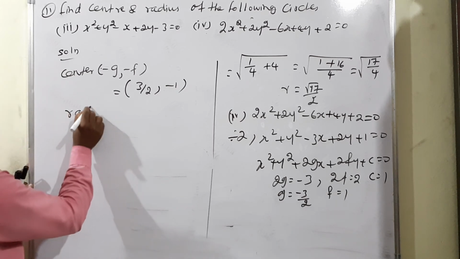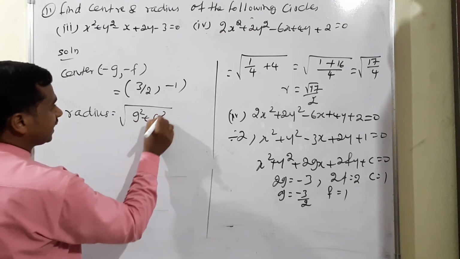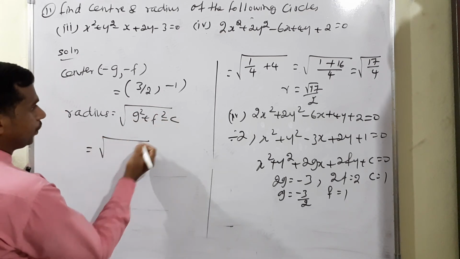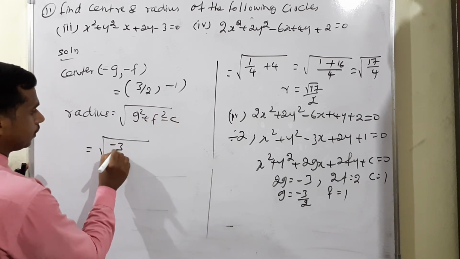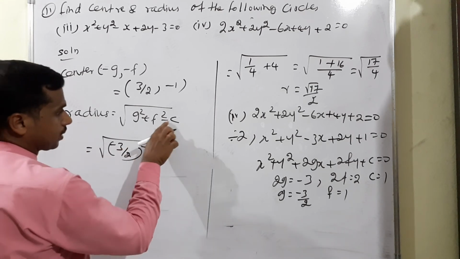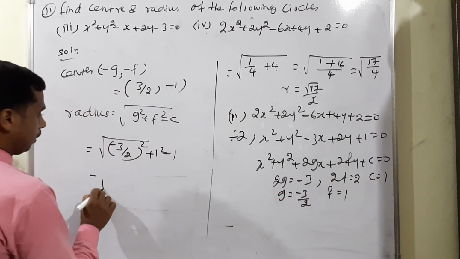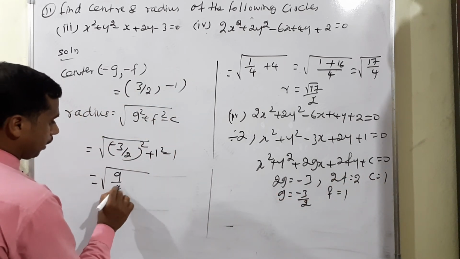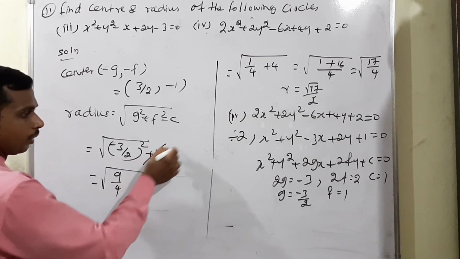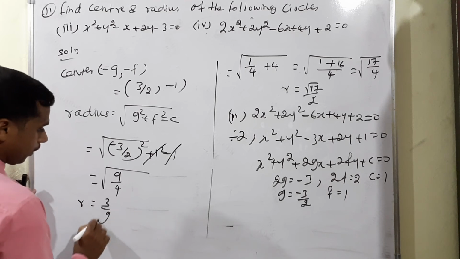Then the radius is the square root of g square plus f square minus c. Now we can apply: g square means minus 3 by 4 the whole square, then f square means 1 square. C is already minus, but here it is positive 1, so we can write it as minus 1. Therefore 9 by 16 plus 1 square means 1 will come, so minus 1 will be cancelled. Therefore r is equal to 3 by 4.